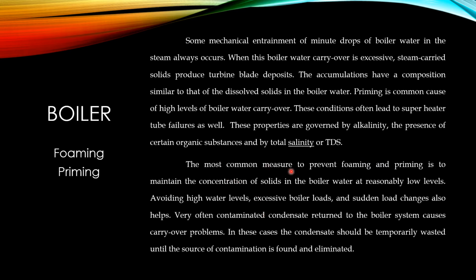The most common measure to prevent foaming and priming is to maintain the concentration of solids in the boiler water at reasonably low levels. Avoiding high water levels, excessive boiler loads, and sudden load changes also will help. Very often, contaminated condensate returned to the boiler system causes carryover problems. In this case, the condensate should be temporarily wasted until the source of contamination is found and eliminated.